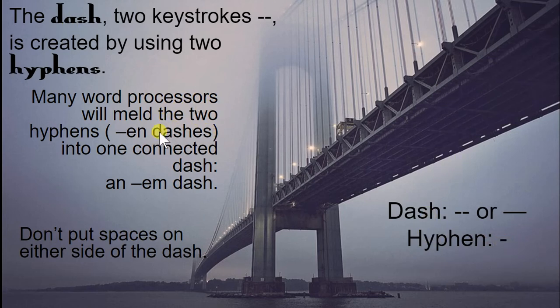Many word processors will meld your dashes together. These are called, on their own, an N dash because it's the size of the letter N, and a bigger one, which is an M dash because it's the size of an M. So either one, if your word processor just leaves the 2 hyphens together, that's no big deal. Or if it melds them together, as long as it's bigger than the hyphen, that's no big deal either. Just remember, when you've got dashes in your sentences, don't put spaces on either side of the dash.